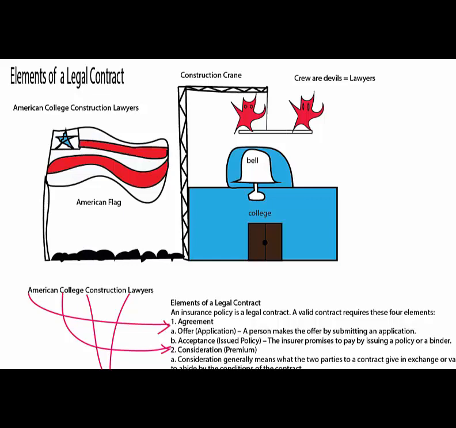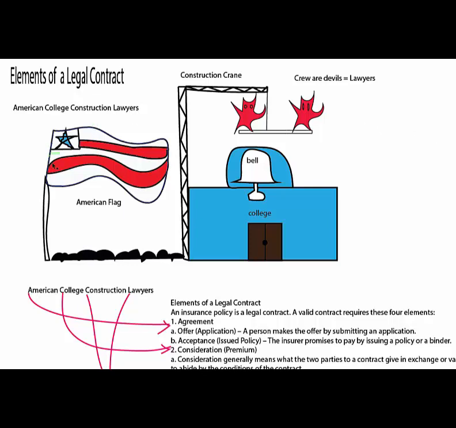Hello, this is for the insurance exam for property and casualty, and one of the main components of writing up a policy is the elements of a legal contract. So I have a memory hook to try to help memorize for the exam the elements of a legal contract and particularly how that contract applies to property and casualty type of contract.